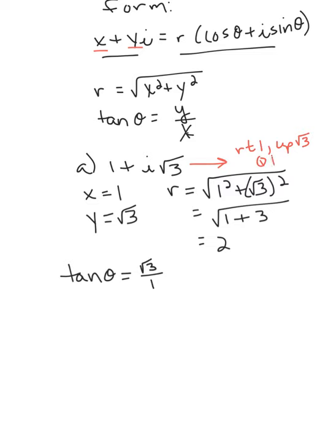So now that I know I'm in quadrant 1, I have to go back to this tangent that I was looking at. What angle in quadrant 1 has a tangent of the square root of 3 over 1? That gives me a theta of pi over 3. So now that I know my r and I know my theta, I am ready to actually write polar form.